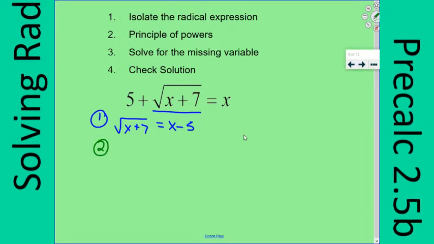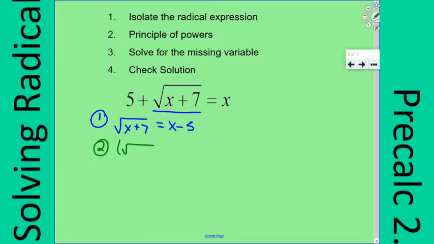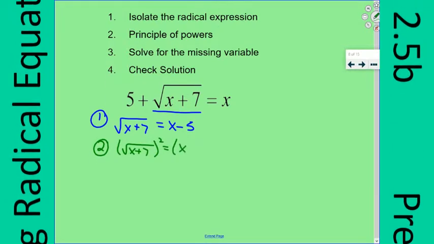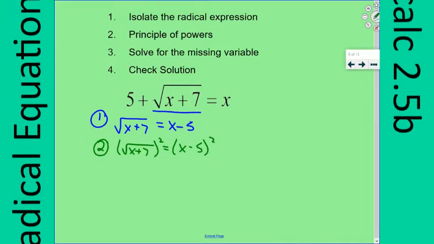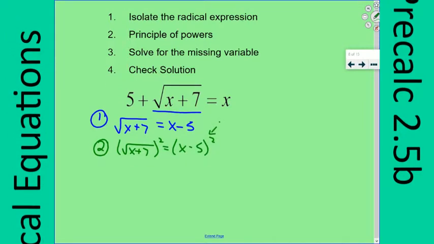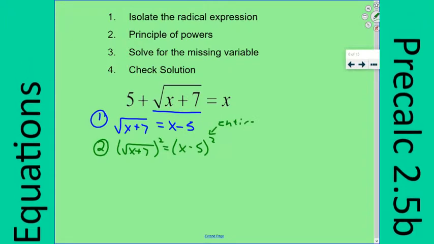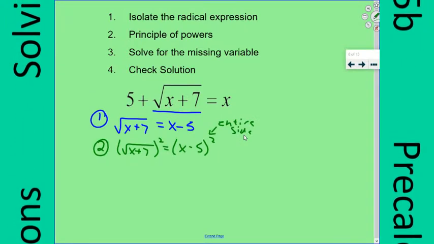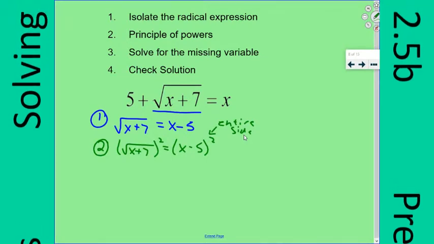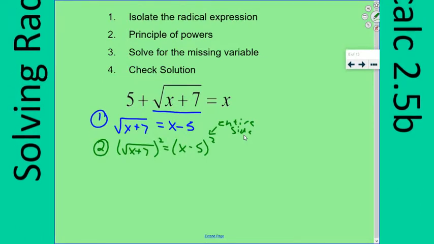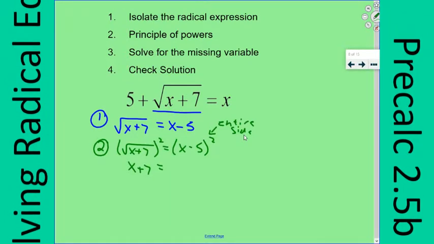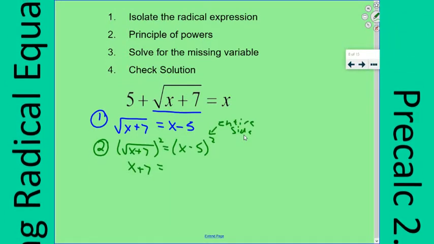So then we say, all right, square root of x plus 7, squared, equals x minus 5, squared. Now this is important. We have to do the entire side. We can't just pick and choose things to square. So the square and square root on the left are going to cancel themselves out. x plus 7 equals, and then we're going to have to resolve this.